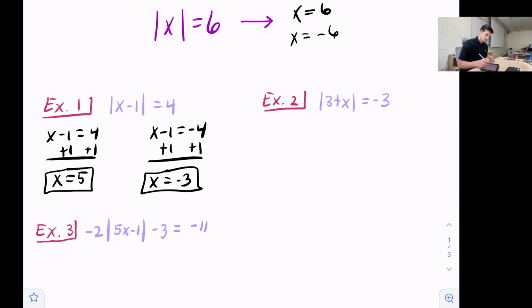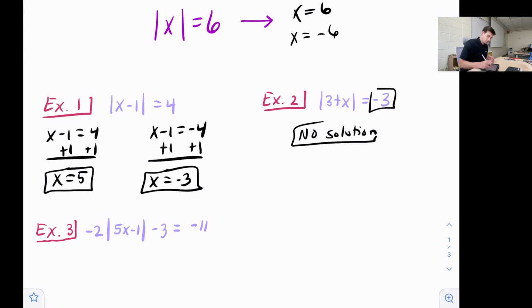Let's look at example 2. Now, we see absolute value of 3 plus x equals negative 3. Can absolute value equal a negative number? No. Because this is written this way, c is less than 0, we can already say there's no solution to that absolute value equation, because absolute value can't be negative.